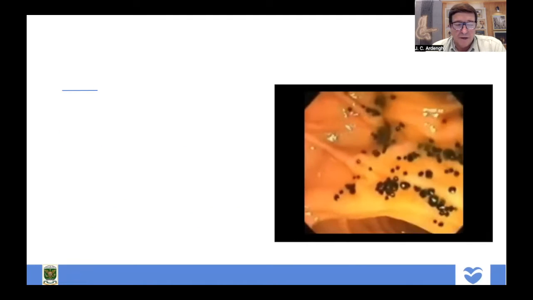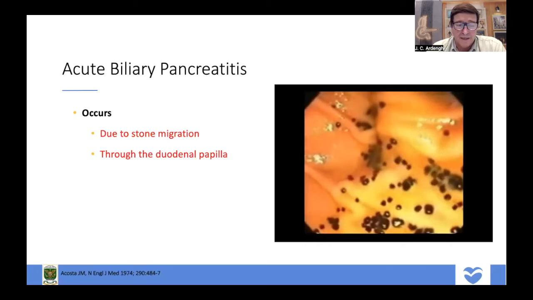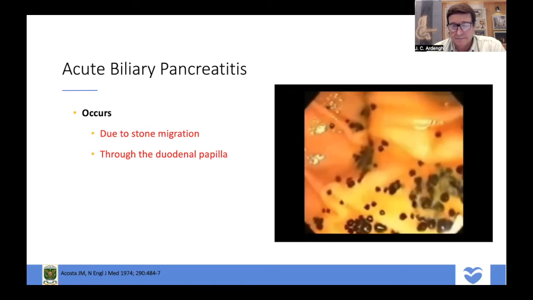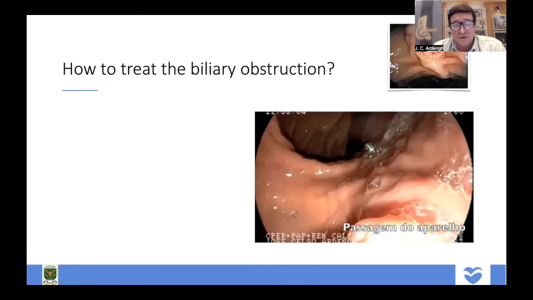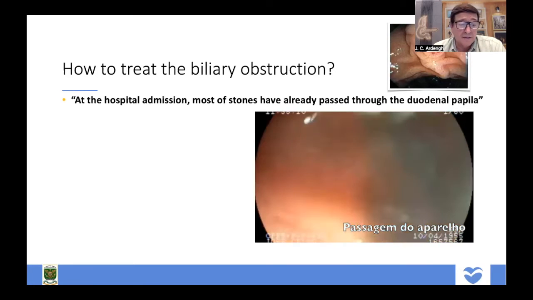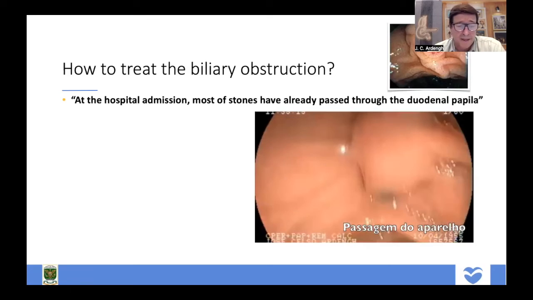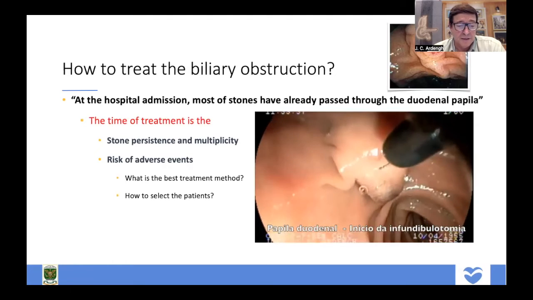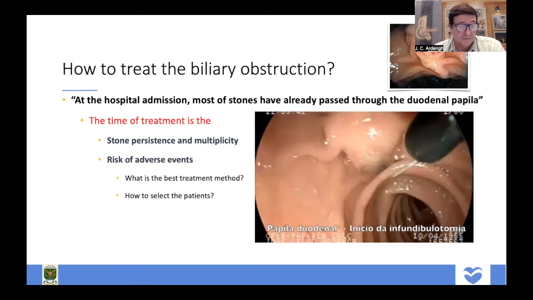Acute biliary pancreatitis occurs due to migration of stones through the duodenal papilla, like in this video of a patient with an episode of acute pancreatitis. How should we treat biliary obstruction after the diagnosis of acute biliary pancreatitis? Remember that at the time of admission, most of the stones have already passed through the duodenal papilla. At this point, the discussion is about what is the best treatment method and how to select the patients.